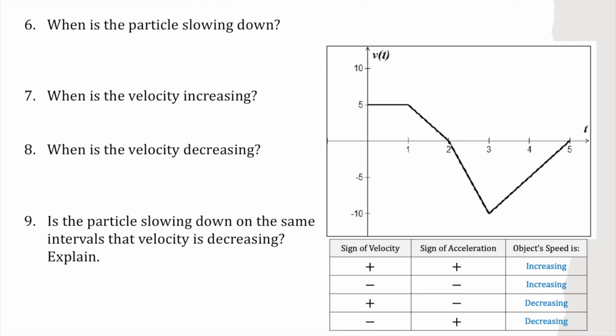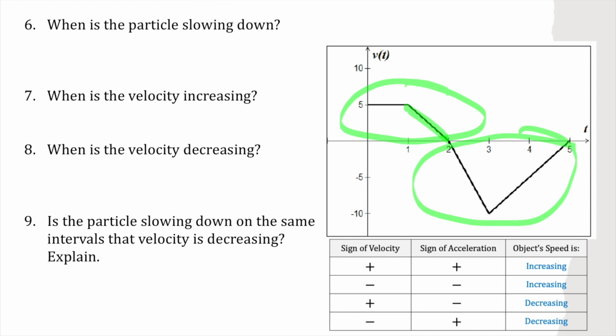When is the particle slowing down? Okay, now we need opposite signs. So if velocity is positive, acceleration has to be negative. If velocity is negative, acceleration or slope has to be positive. So between 1 and 2 and 3 and 5.